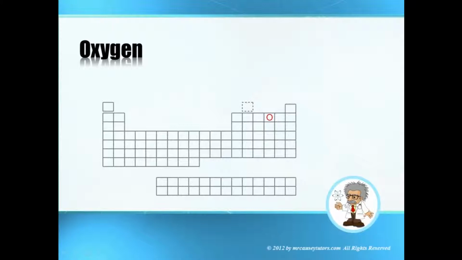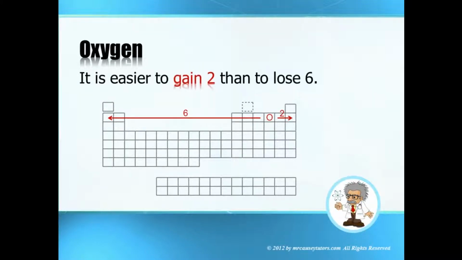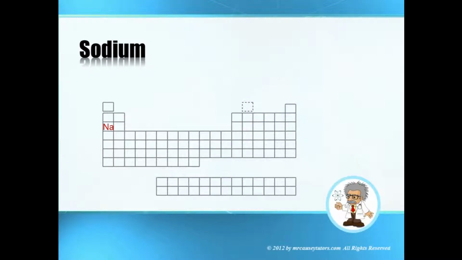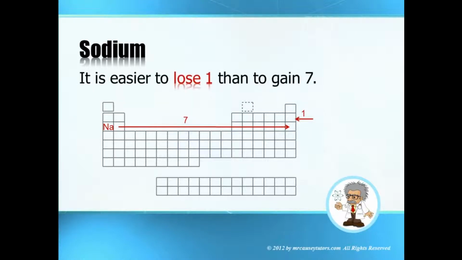Let's look at oxygen. There's oxygen on the periodic table, and if you'll notice, oxygen has 6 valence electrons: 1, 2, 3, 4, 5, 6. Now, is oxygen going to lose 6 electrons or gain 2? Well, it's easier to gain 2. Sodium has 1 valence electron. Will it gain 7 or will it lose 1? The easiest thing to do is to lose 1. So it's easier to lose 1 than to gain 7. Make sense?